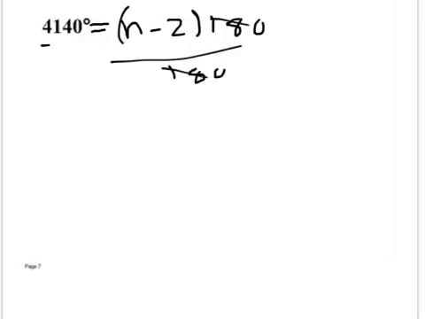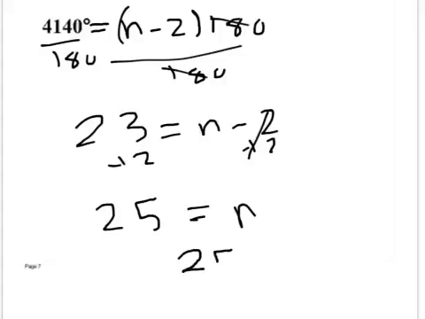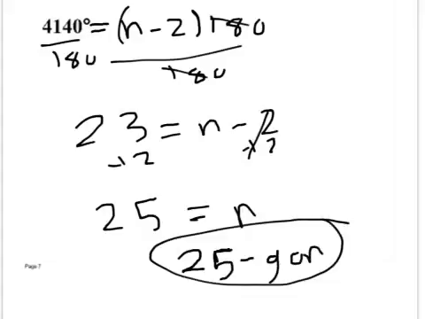Okay, let's do one more. 4140 equals n minus 2 times 180. Divide by 180. 4140 divided by 180 is 23. So we add 2. What do we call this? What kind of polygon is this? It has 25 sides. Yeah? 25-gon, good. Any questions?